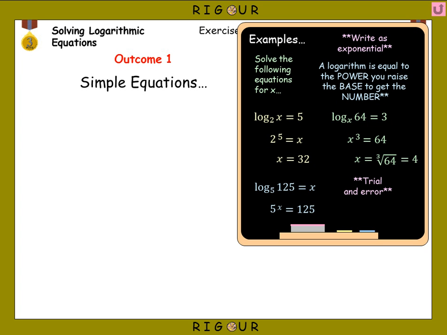So is it 0? No, because 5 to the power of 0 is 1. Is it 1? No, because 5 to the power of 1 is 5. Is it 2? 5 squared is 25, so it can't be. Is it 3? Well, 5 times 5 times 5 gives us 125, therefore x is going to equal 3.